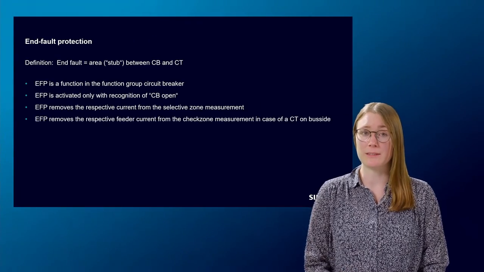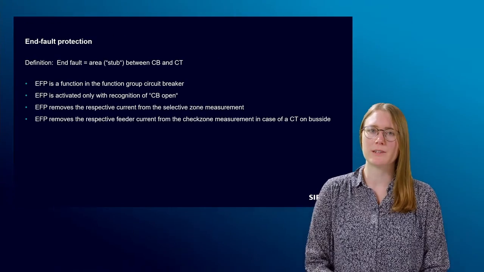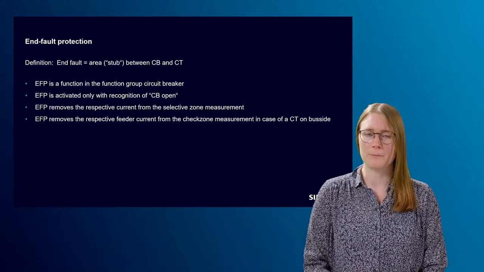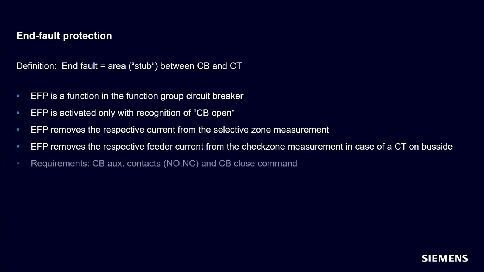And for a feeder with CT on bus side, end-fault protection also removes the current from the check zone. The circuit breaker auxiliary contacts, normally open and normally closed, and the circuit breaker close command are required for this function. The treatment of the normally closed and normally open contacts is comparable to the disconnector image. The normally closed contact is the important one for the position acquisition. The normally open contact is for supervision.